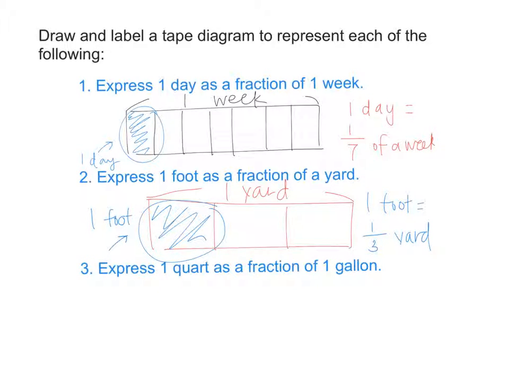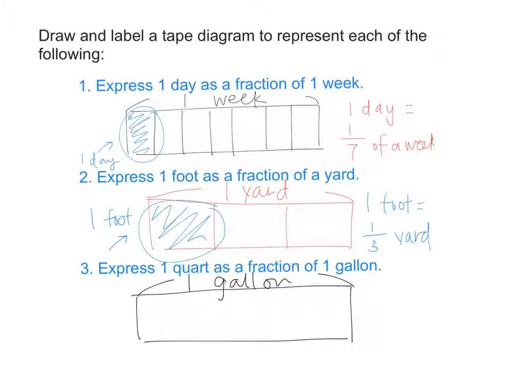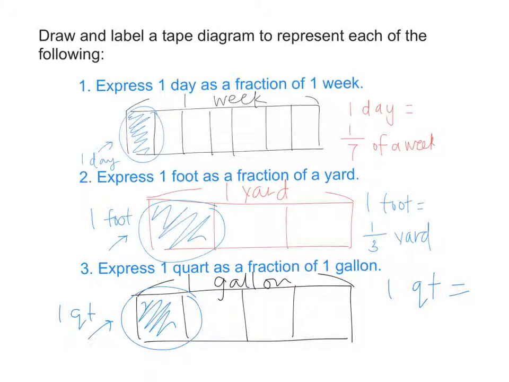If I want to express 1 quart as a fraction of 1 gallon, which one's bigger, a gallon or a quart? A gallon. So let's draw the gallon, the bigger one, as our piece of tape. The entire tape is 1 gallon. And how many quarts can I fit in this gallon? 4. So I'm going to divide it into 4 sections, and one of those sections is going to be 1 quart. So I can say that 1 quart is 1 out of how many sections total? 4. So therefore, 1 quart is 1/4 of a gallon.